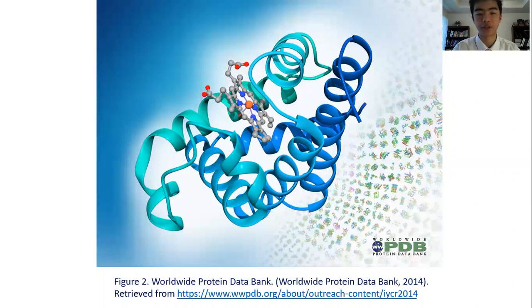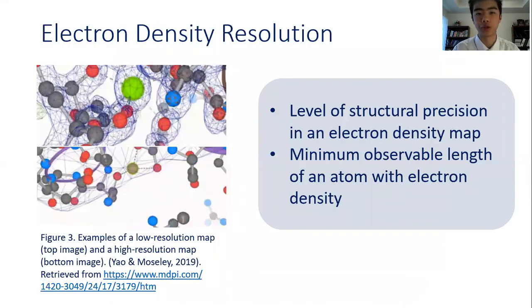And so the first statistic was the electron density resolution, which refers to the level of structural precision within an electron density map. And more specifically, it measures the minimum length of an atom that can be observed with its accompanying electron density. And it's measured in angstroms.